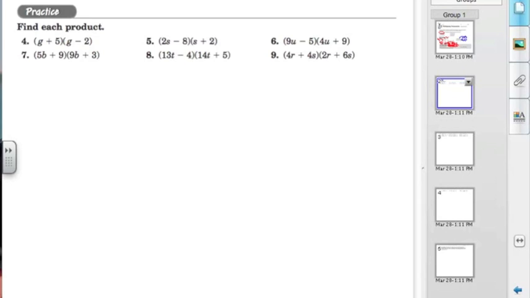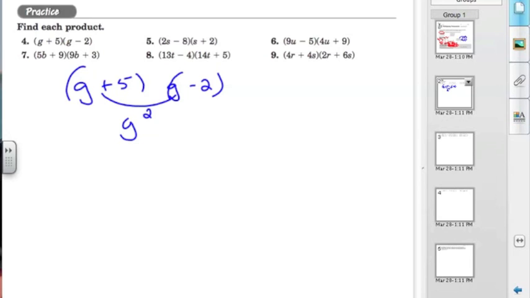We will take number 4 first. I have g plus 5 being multiplied by g minus 2. So I'm going to take the first term. I have g squared. Then I take the next ones. I have g times negative 2, so I get negative 2g. I get 5 times g, so plus 5g. And then I do my last terms. Negative 2 times 5, negative 10.